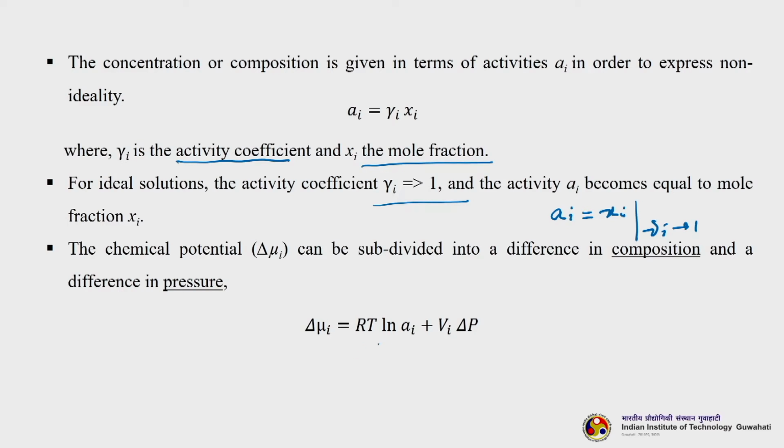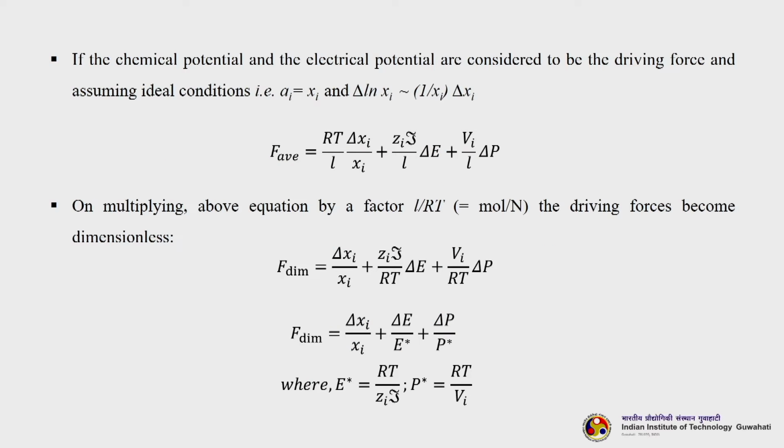Now, we can understand how the difference in chemical potential is basically due to two terms. This is your pressure term, and this is your composition or concentration term. If the chemical potential and the electrical potential are considered to be the driving force, and assuming ideal conditions, that means the activity equals the mole fraction, and del of ln x_i equals 1 over x_i del x_i, we can express the average driving force in this equation: RT by L delta x_i by x_i, plus z_i F delta E by L, plus V_i delta P by L. L is the thickness of the membrane.